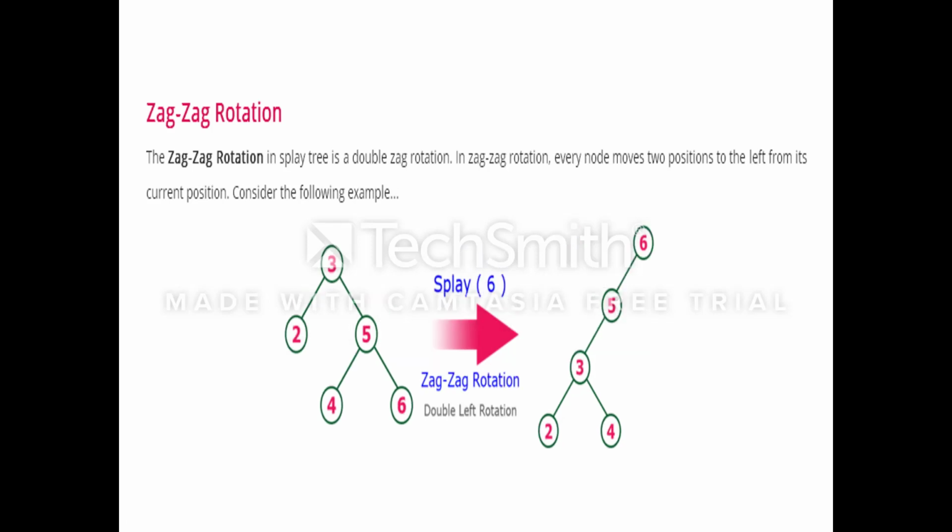Next is zag-zag rotation. It is the opposite of zig-zig. Zig-zig was a series of 2 right rotations. Then zag-zag is nothing but a series of 2 left rotations. Let us see the example. Suppose we want to splay the node 6. In order to bring node 6 into the root position, you will have to perform 2 left rotations. After performing 2 left rotations, you will get the tree shown below. And as usual, the other elements will be rearranged as per the properties of binary search tree.